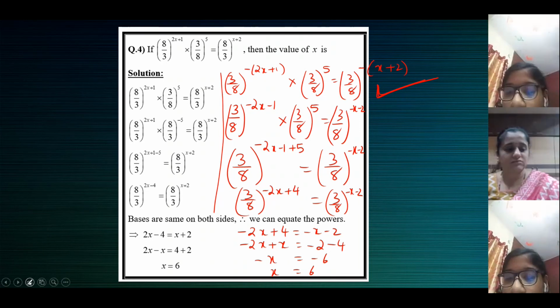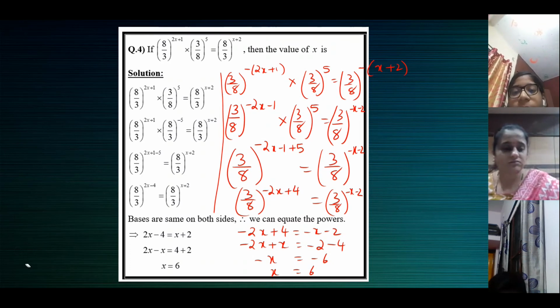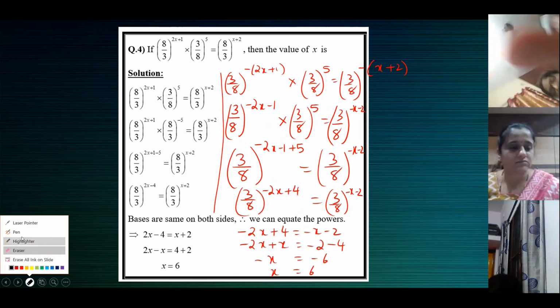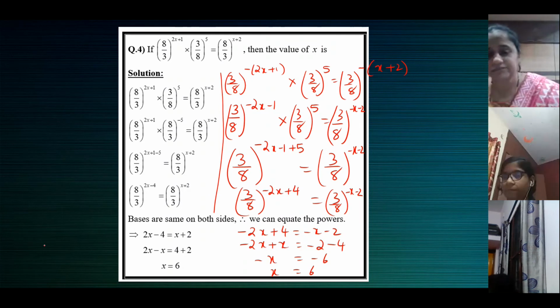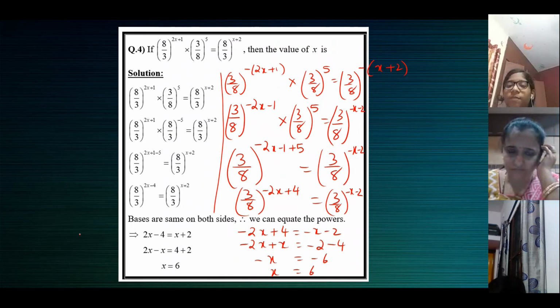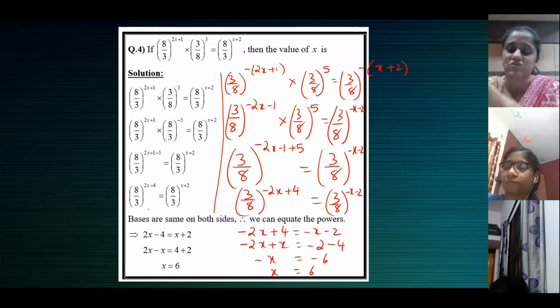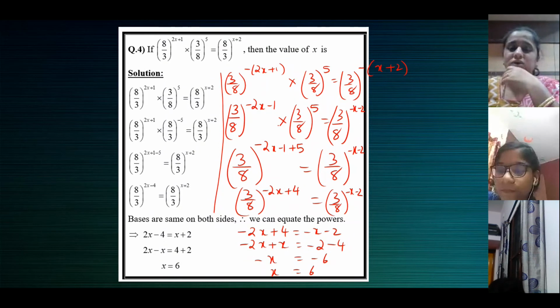Ma'am, I did 8 by 3 because 8 by 3 was repeated 2 times. Swati? Ma'am, I did it in the 8 by 3 method because 8 by 3 was repeated 2 times. Correct. That's why even I have done it like that. Because there's 8 by 3 two times and 3 by 8 once, we'll change only the 3 by 8 to 8 by 3. Why change both the 8 by 3s to 3 by 8? I just wanted to share the alternate method with you.